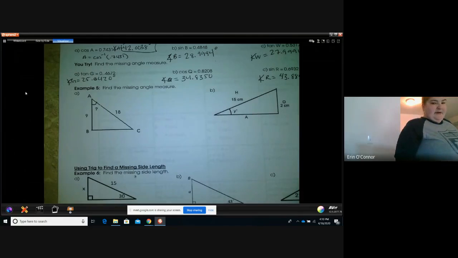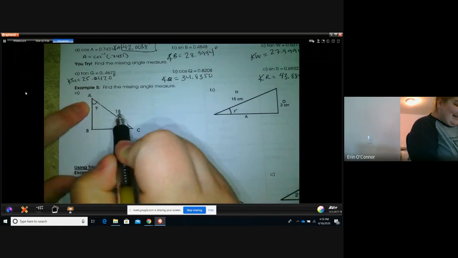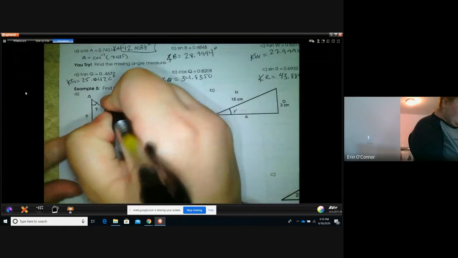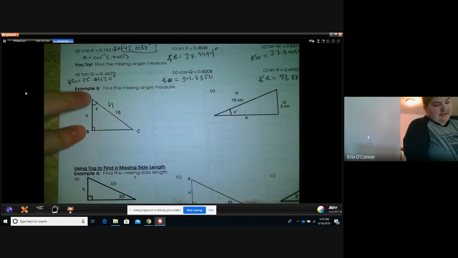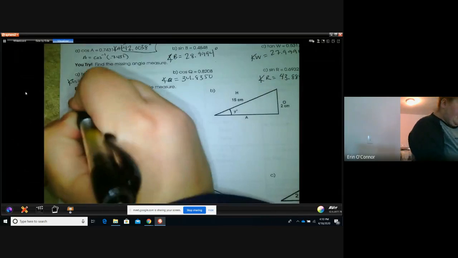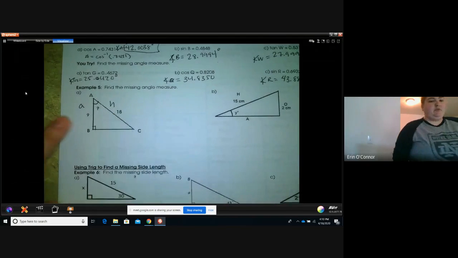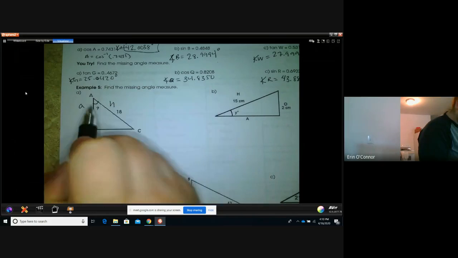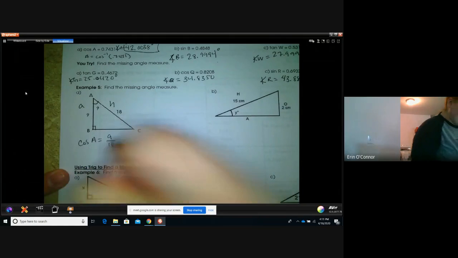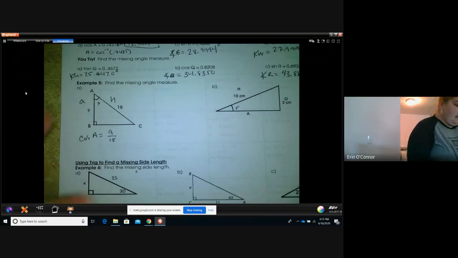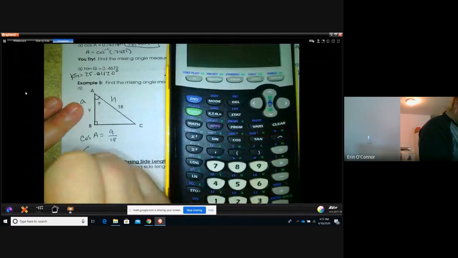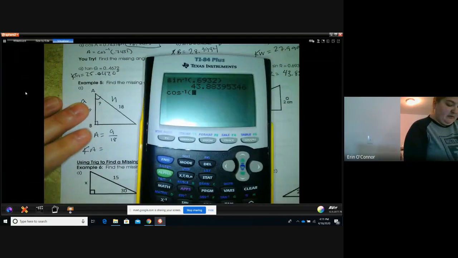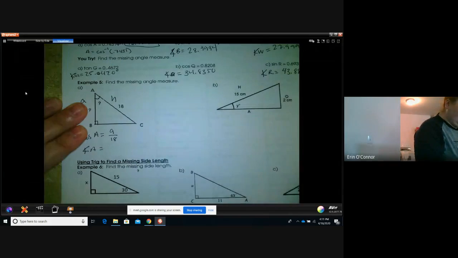All right, so now it's asking us to find the missing angle measure. So just like we did, but now it's giving it to us in a different way. All right, so 18, because this is the 90 degrees right here, is your hypotenuse. And 9, because it's between the two angles, is your adjacent. Since we have adjacent and hypotenuse, we're using cosine. So it's going to be cosine of A is equal to 9 over 18. Now we actually have to find that out. So we do the inverse cosine. So angle A is equal to inverse cosine, and 9 over 18 is 0.5, and you get 60 degrees.